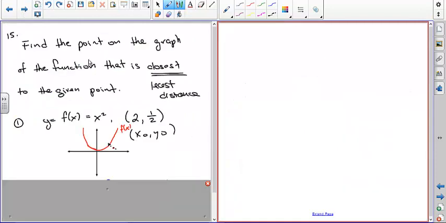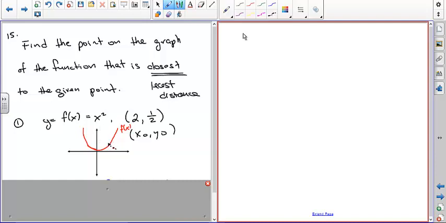So we have to come up with the primary equation and the secondary equation. If we read this, it says, find the point on the graph that is closest. Well, closest means the smallest distance. So in this case, our primary equation is the distance formula. And we have some arbitrary point (x, y) on this curve, so there's some x coordinate and a corresponding y coordinate that satisfies this relationship.